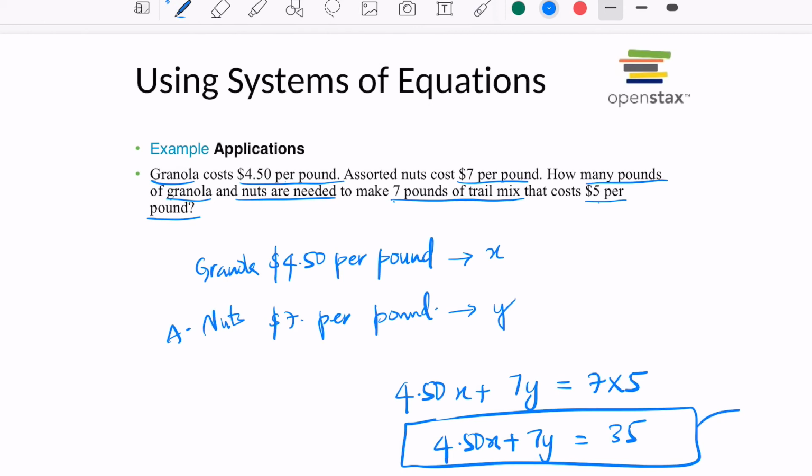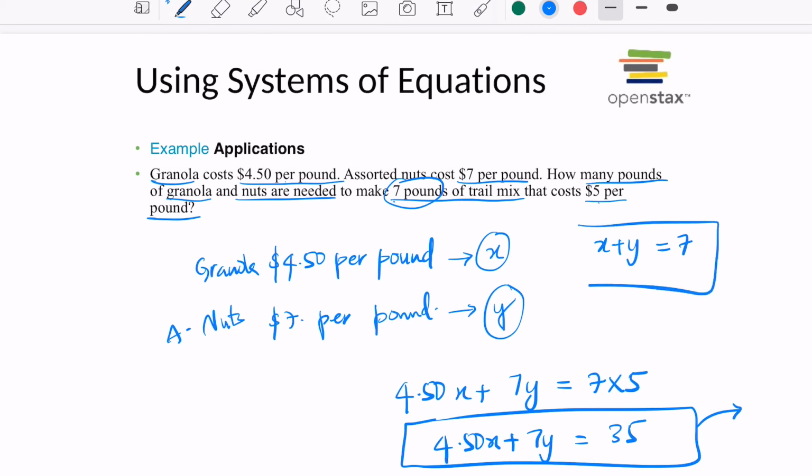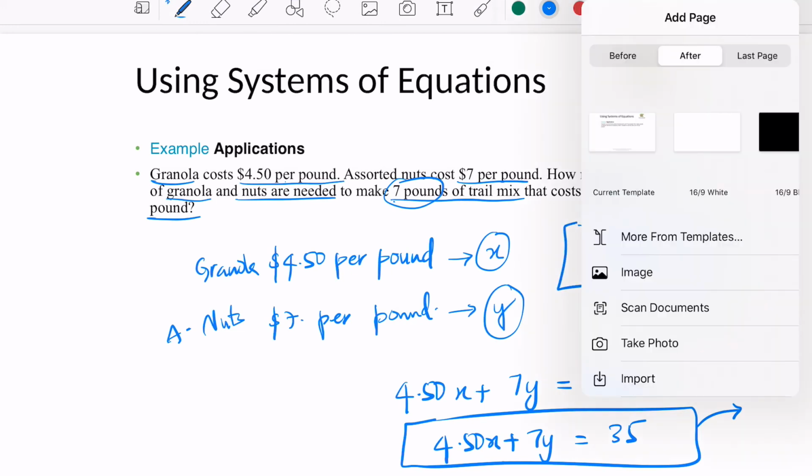So now we found that this is the price equation. What would be the equation for the total weight? Notice that if this is X and Y, we are making a total of 7 pounds, which means that X plus Y must be equal to 7. So we have two equations now: X plus Y equals 7 and 4.50X plus 7Y equals 35. Take the simpler one to eliminate.